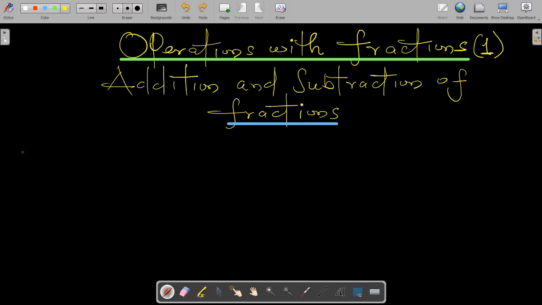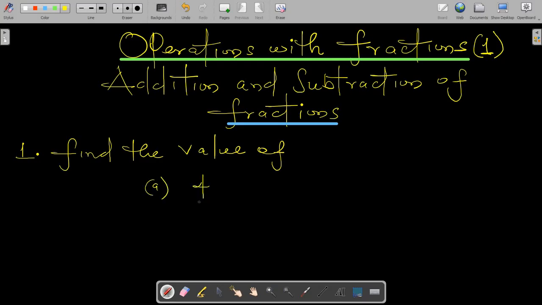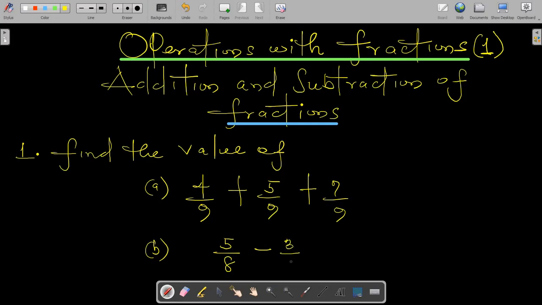So if you are asked to find, let's say number one question, find the value of. Now let me write two questions down. The first one here, let's say 4 all over 9 plus 5 all over 9, then plus 7 all over 9. We can see here now that they have the same common denominator. Okay, so let's go to the next question that we are going to solve today, which is 5 all over 8 minus, let me say 3 all over 8.